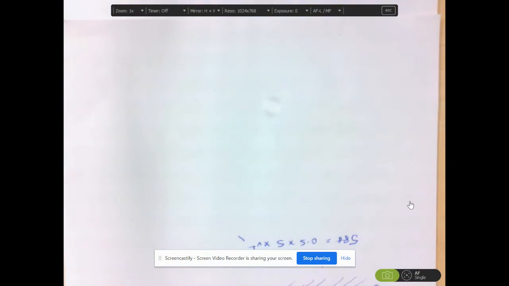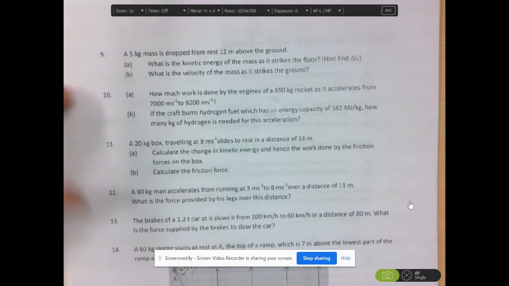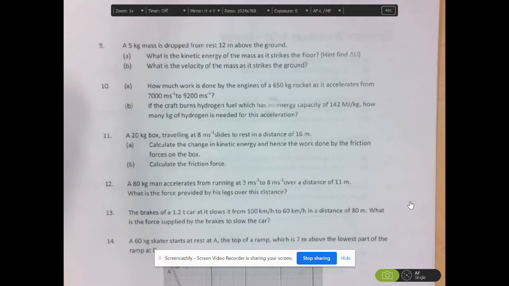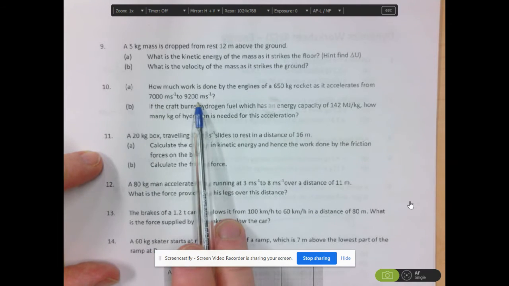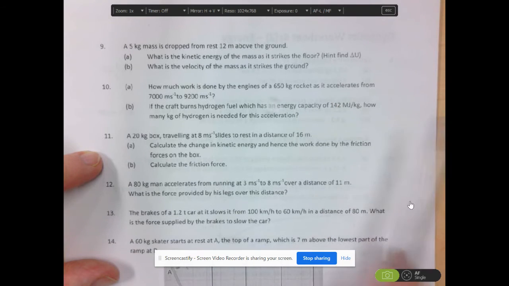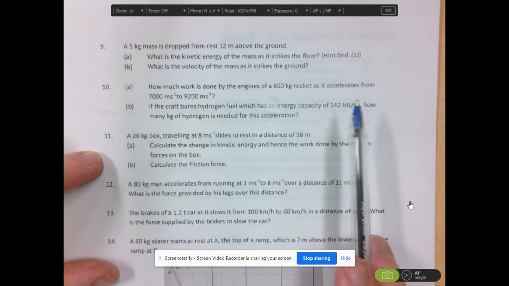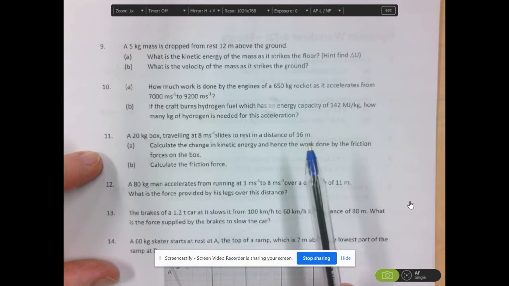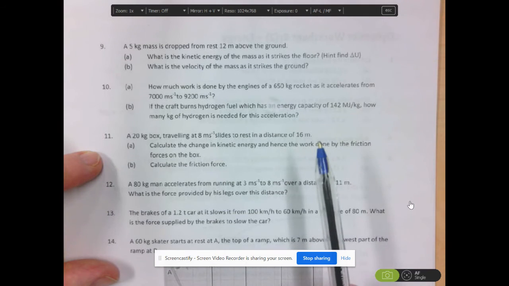Question 10 is how much work is done by the engines of a rocket, and the rocket is 650 kilograms in mass, as it accelerates from this velocity to that velocity, from 7,000 to 9,200. And that's going to be quite easily worked out. That's going to be using the formula, the change in kinetic energy is a half m v squared minus u squared.